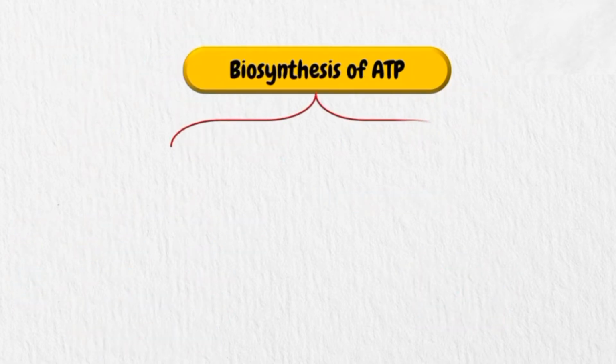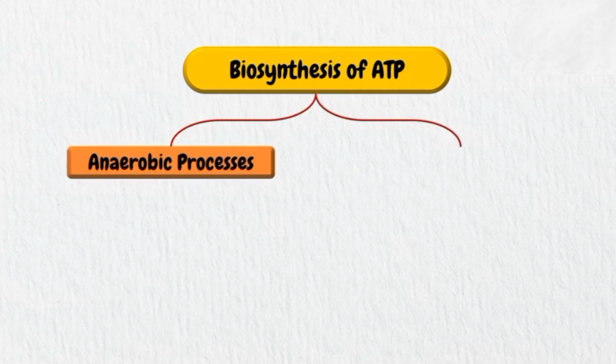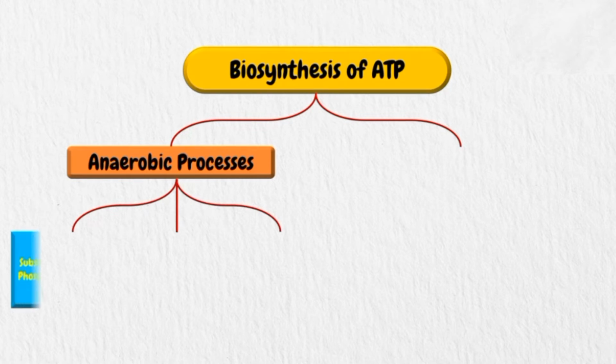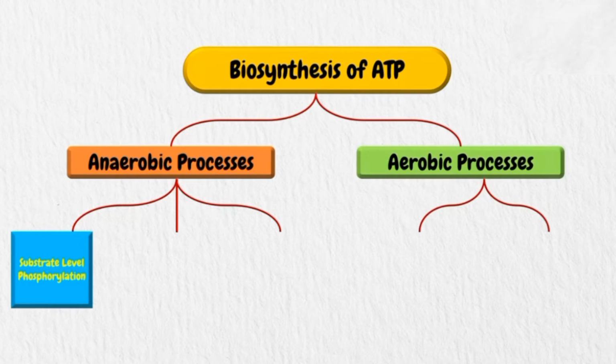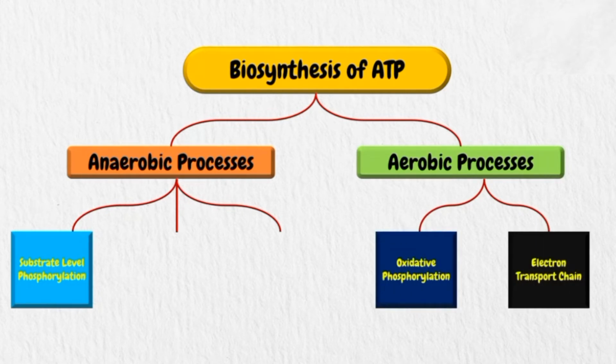Let us investigate biosynthesis of ATP now. ATP can be synthesized by phosphorylation of adenosine diphosphate, ADP, by 2 types of process. One does not need oxygen and is known as substrate-level phosphorylation. The other requires oxygen and is known as oxidative phosphorylation.